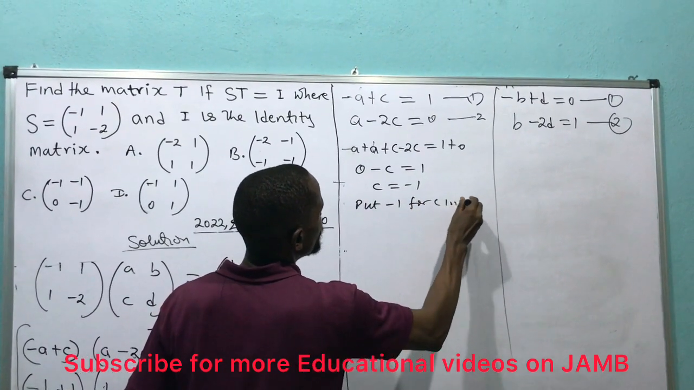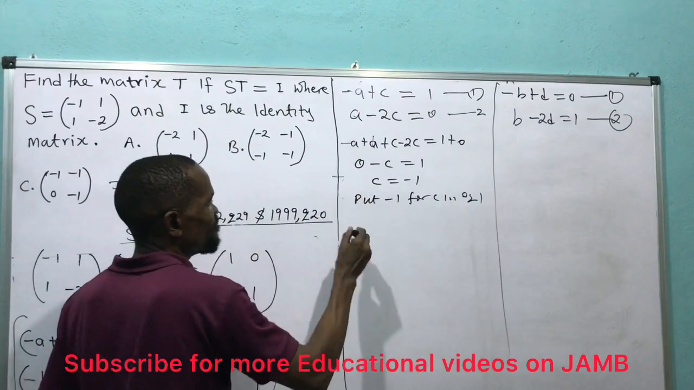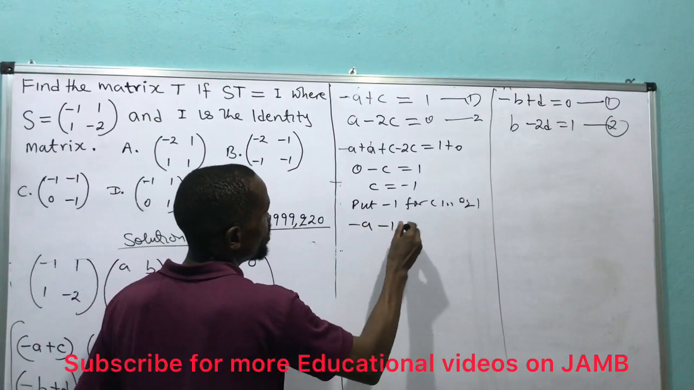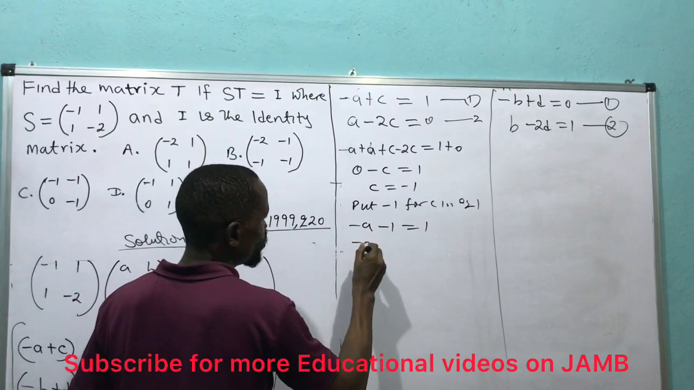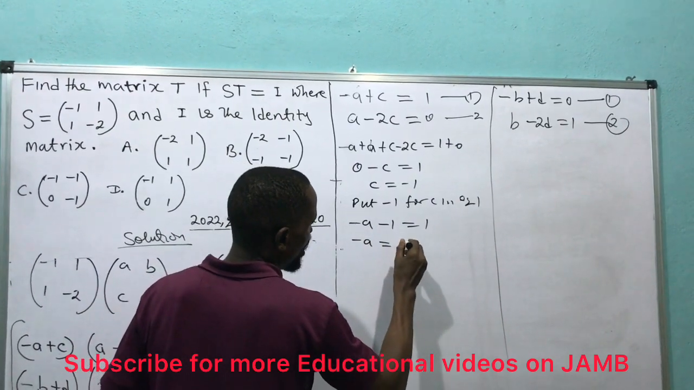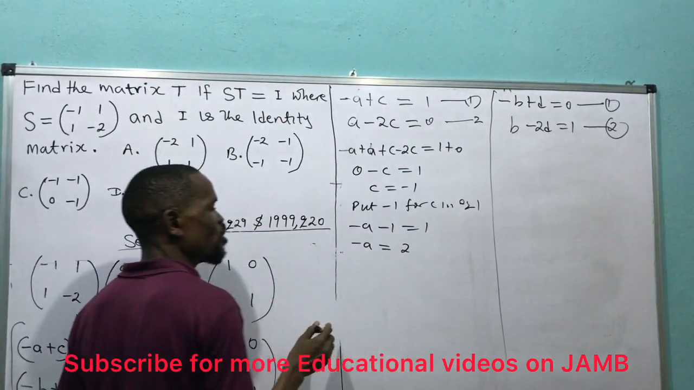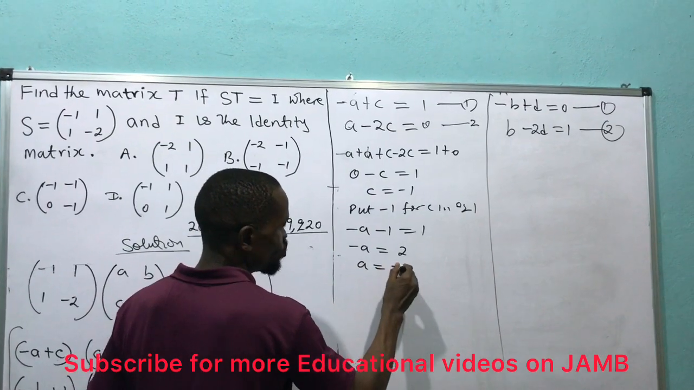In equation 1, I will have minus A minus 1 is equal to 1, and minus A is equal to 2. This one crossing over becomes 2, and therefore A is equal to minus 2.